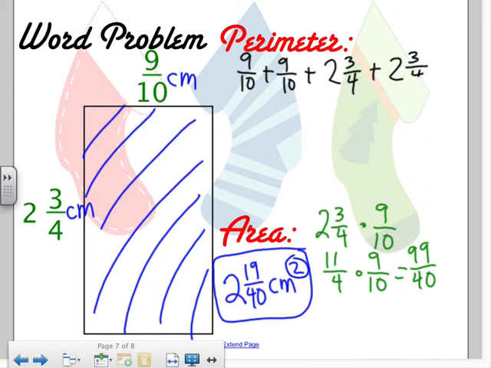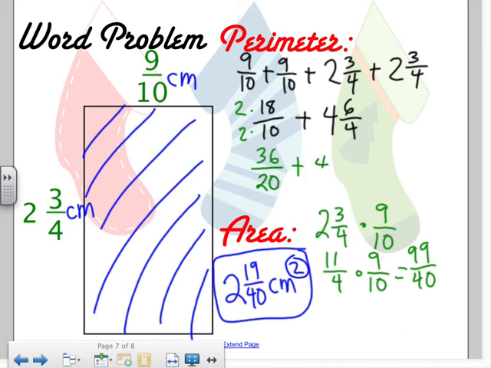So I'm going to add the two common ones together first. We get 18/10 plus 4 6/4. And then I need a common denominator. So common denominator is going to be 20. So if I multiply this by 2, I get 36/20 plus 4, and this needs to multiply by 5, 30/20. So altogether I have 4 66/20.